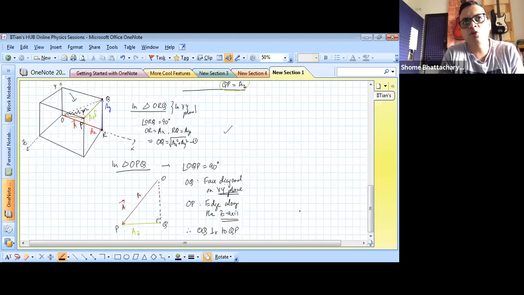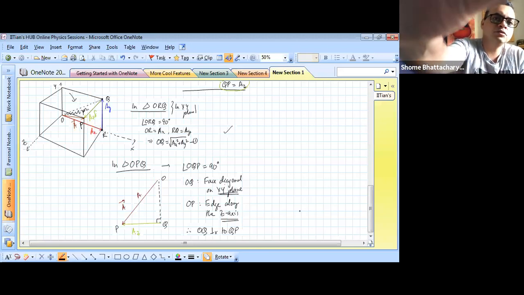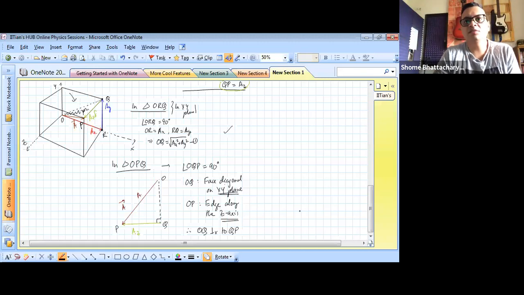Just imagine the cuboid as the rectangular room in which you are sitting. The wall that you are seeing in front of you, that is, let us say, the XY plane. That is where that triangle ORQ lies. The bottom edge of that wall on the floor, that edge is OR, so that is AX, and the vertical height of that wall, that is AY.